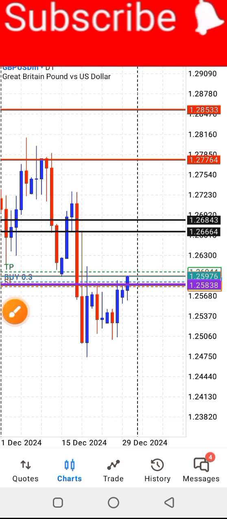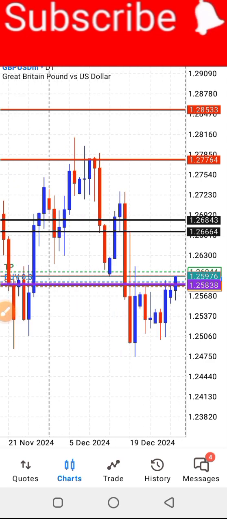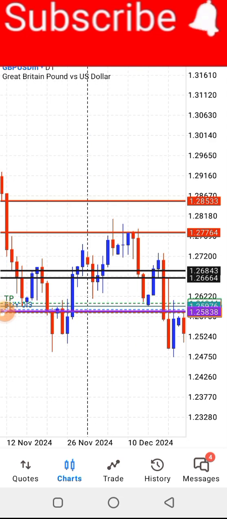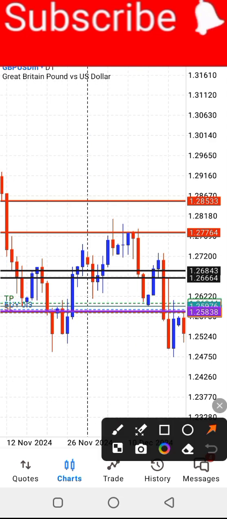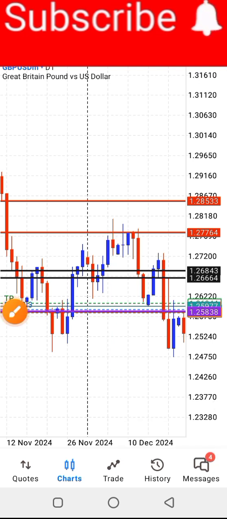So with that being said, something else I want to point out, which I want you to learn from me, is I use color codes. Look at this. These red lines, I use them to mark my fair value gap on the daily time frame so I don't get confused. When I move to a lower time frame and I do any markings there, I use a different color. So you have to learn that. It helps you organize your charts.